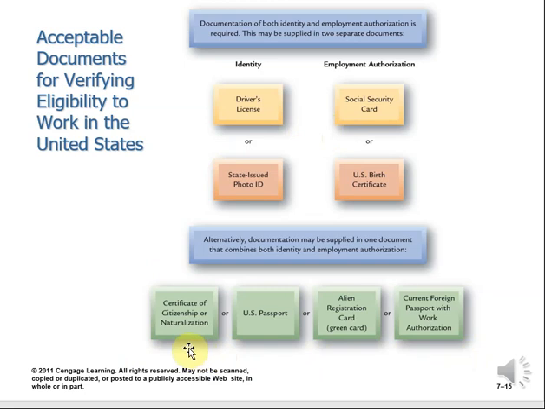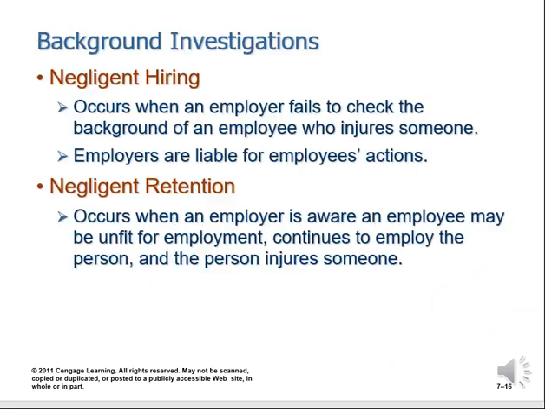So you can have a certificate of citizenship and naturalization. That would take care of both identity and employment authorization. You could have a U.S. passport. That would take care of both identity and authorization. You could have an alien card, or what's called a green card. That would take care of both identification and authorization. And you could have a foreign passport with a work authorization. And that would once again take care of both identity and authorization. Take time to study this. There are questions that you'll need to answer about this here in the coming quizzes and exams.